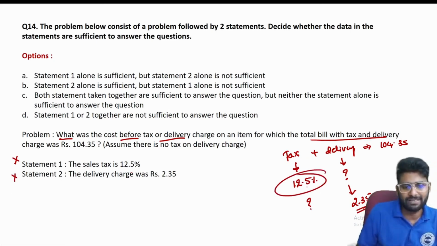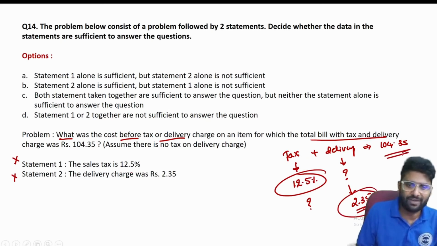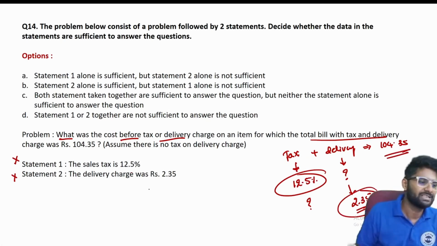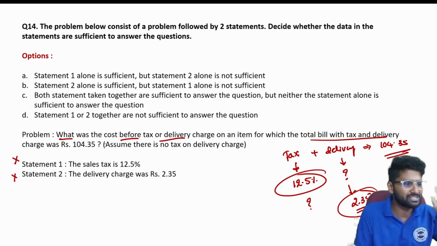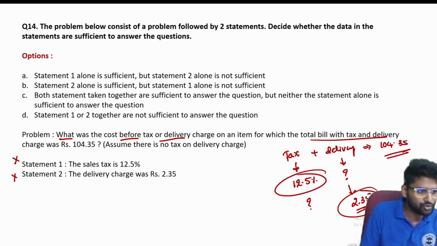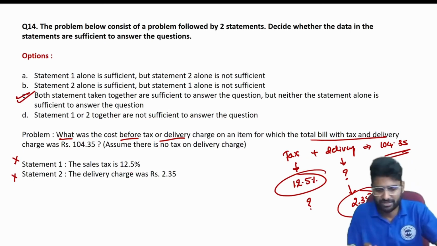But if you combine the tax information and delivery information, we can exclude that value from 104.35. That's why we will get the cost of that article excluding tax and delivery by taking these two statements together. That's why you have to choose the option: both statements taken together are sufficient for the question. If you take them alone, you never get that answer. Don't solve the question, try to understand the question. That's enough for now, guys.